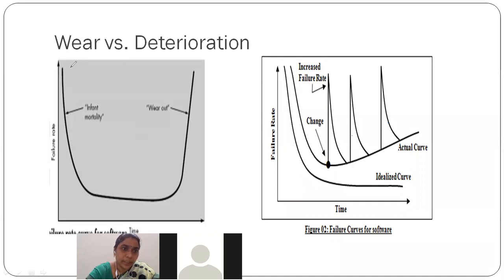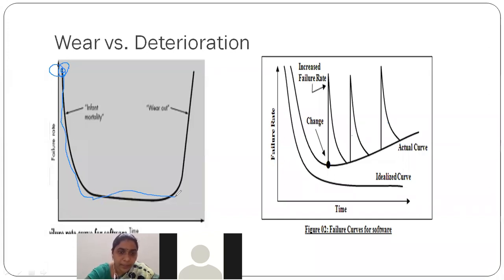The failure rate is high. Initially, the failure rate is high when developing any hardware, and after a certain time, we try to rectify all those failures and bring it to a normal stage. So the failures have decreased here, and once the failures have decreased and the product is released into the market, the product keeps on working steadily for a couple of years. For some period of time, it keeps on working steadily and normally.